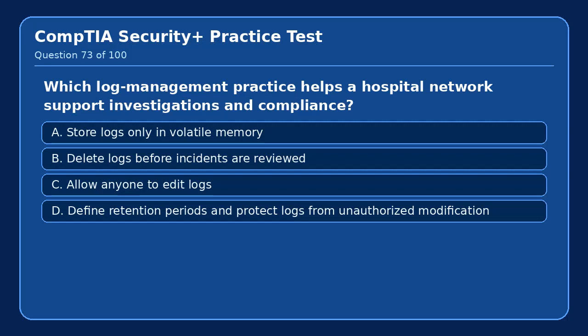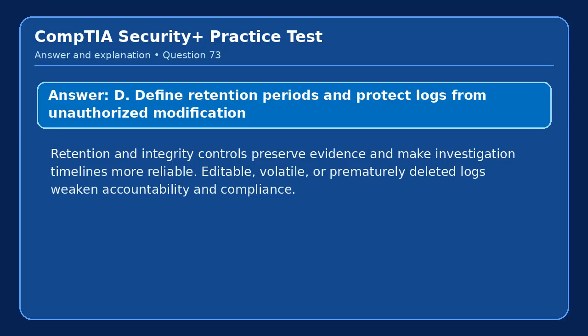Question 76. After restoring service, what should a remote sales group perform to prevent the same incident from recurring? A. Root cause analysis. B. Delete lessons learned notes. C. Ignore the original weakness. D. Cancel all future testing. Take a moment to choose your answer.